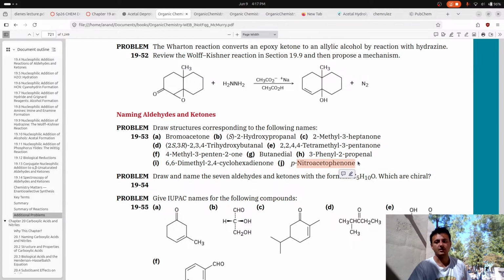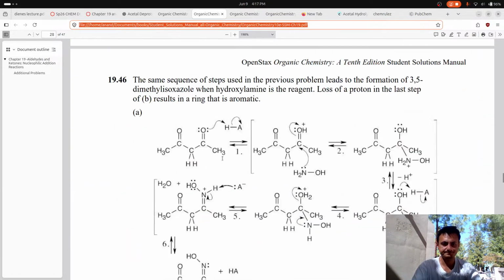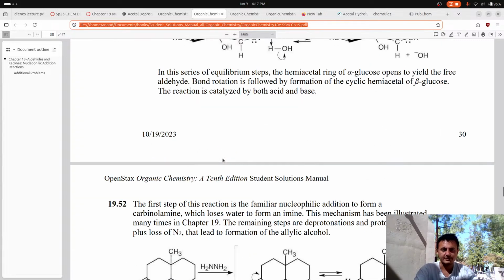Para-nitroacetophenone. Oh, I can do this one. So acetophenone is easy. So it goes ortho, meta, para. Ortho, meta, para. So ortho, meta, para. N, O, O. Alright, let's see if I got them right. 53.